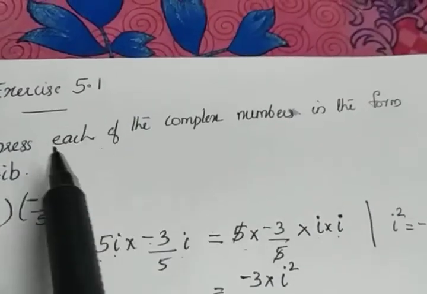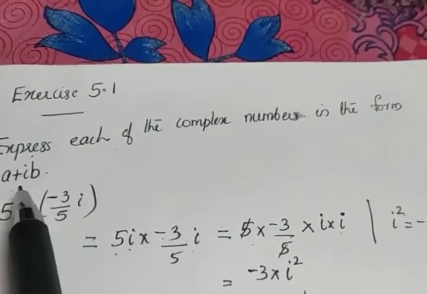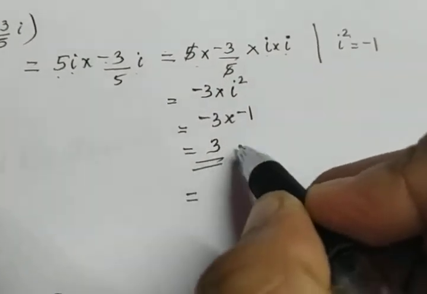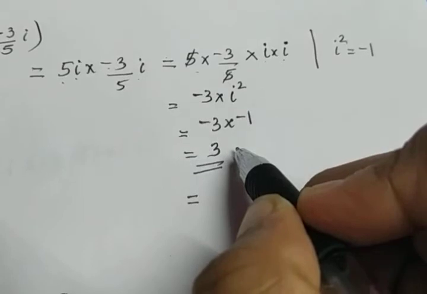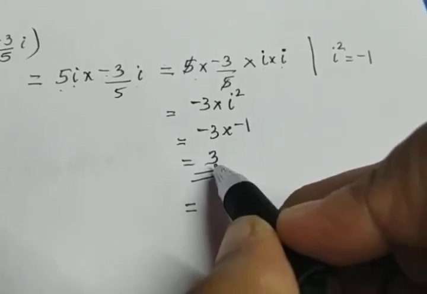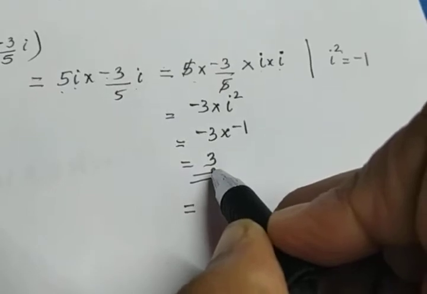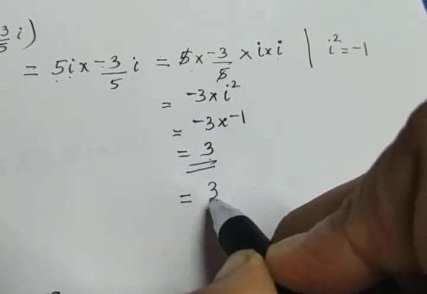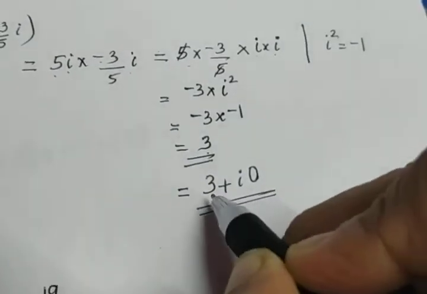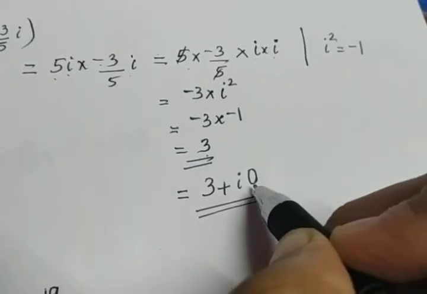But what is our question? We have to express it in the form a plus ib. That means we have to write it as real part and imaginary part. So here we cannot see an imaginary part. If it is not seen, what we will do is write the number 0. So instead of 3, to express it in a plus ib form, we can rewrite it as 3 plus i into 0, where the value of a will be 3 and the value of b will be 0.